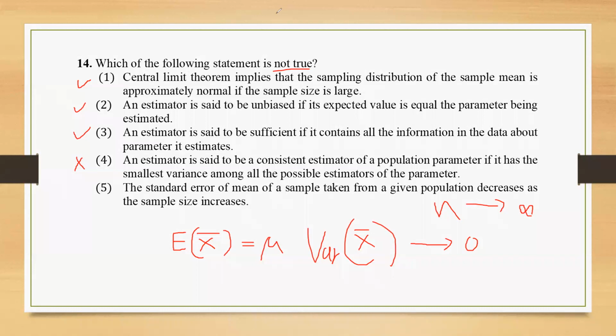So the definition given here, it is correct for efficiency. So actually no any definition for efficiency here. Here only we have the definition regarding the unbiasedness, then the definition regarding the sufficiency, and the definition regarding the efficiency. But in the fourth one, they use the definition of consistency. So here we can't use consistency.